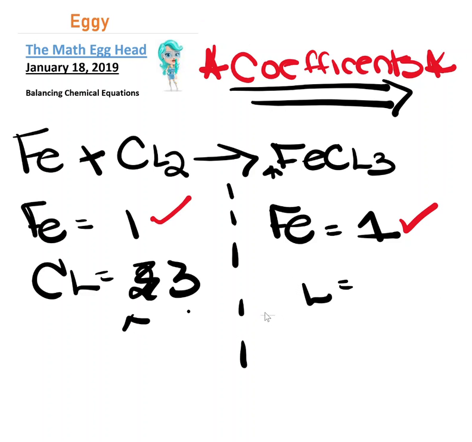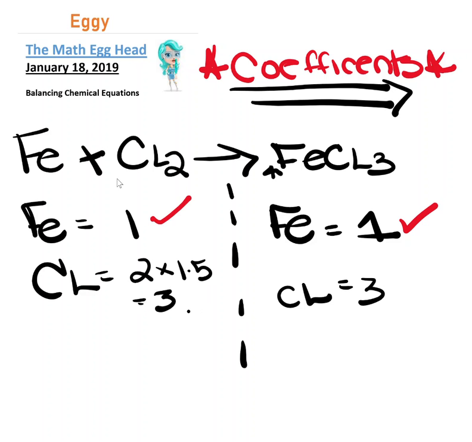Now, let's see here. Okay, so in order for a 2 to go to 3, we would have to multiply it by 1.5. So 1.5 times 2 equals 3. So really, the coefficient here would change to 1.5. So then the new problem would be iron plus 1.5 chlorine, because 1.5 times 2 is 3.